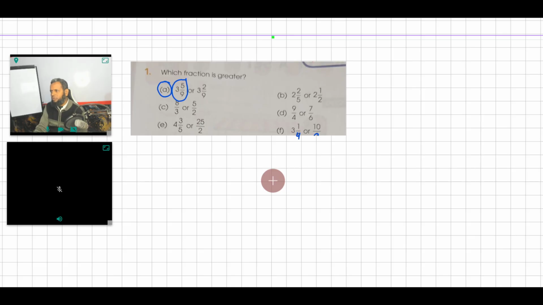There is F part. Can you solve F part? I am writing F part again here, okay? 3 wholes and 1 over 4, and 10 over 3. Can you solve, no Muhammad? Solve it.